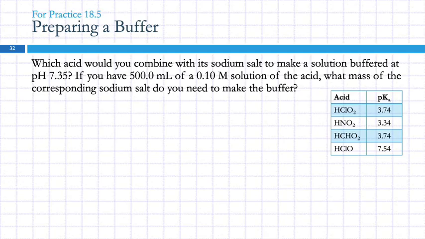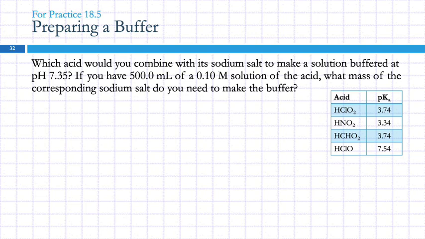So let's do an example of that. This is a very practical question. Which acid would you combine with its sodium salt to make a solution buffered at pH 7.35? If you have 500 milliliters of a 0.1 molar solution of the acid, what mass of the corresponding sodium salt do you need to make the buffer? We have all the individual skills needed to solve this problem, but putting them together at this point is understandably challenging for students.